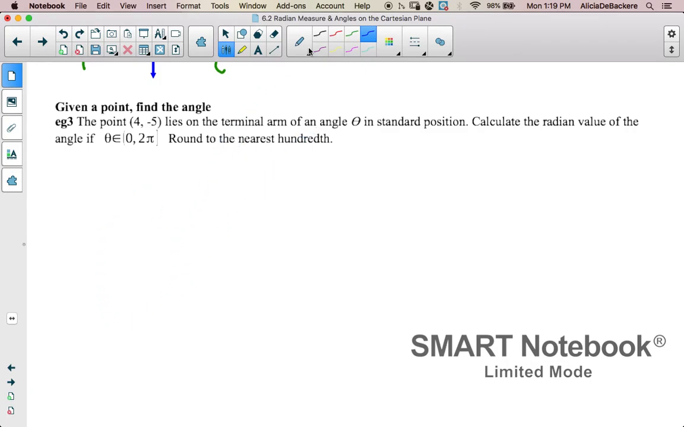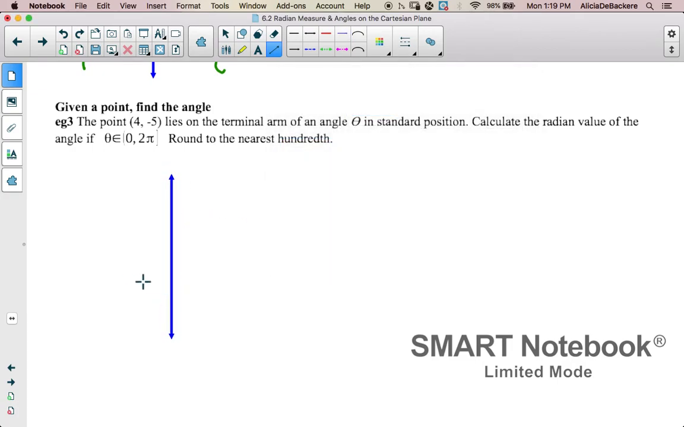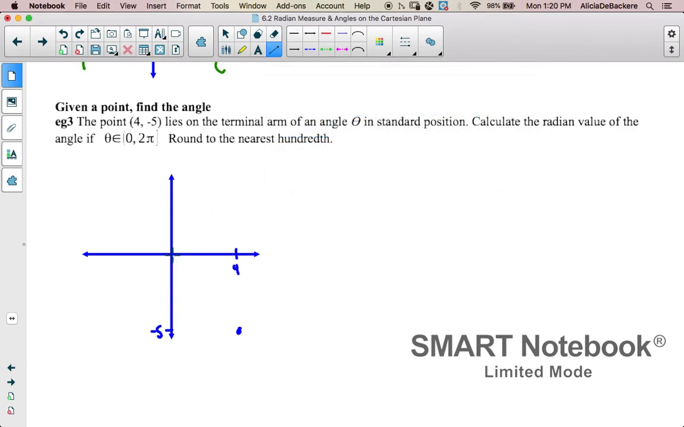Like, what? So let's just start by drawing a picture. It's like what we always do. So I'm going to draw my 2 axes, and then I'm just going to draw this point on there. They gave me this point, and they said go over to 4 and go down to -5 and put a point. And they're saying this point is on the terminal arm. So I'm going to draw in my terminal arm. So there I am. There's my terminal arm.